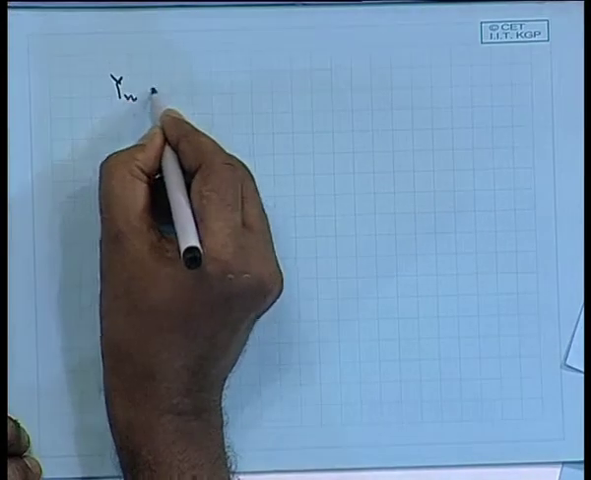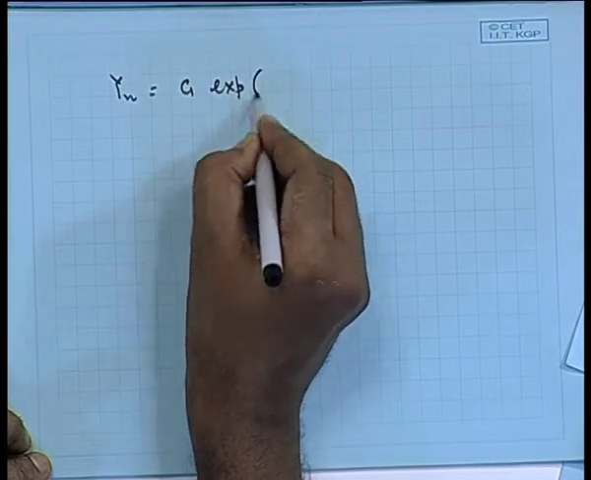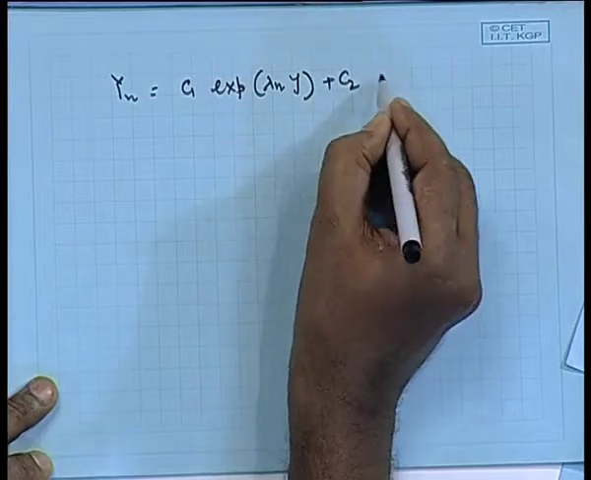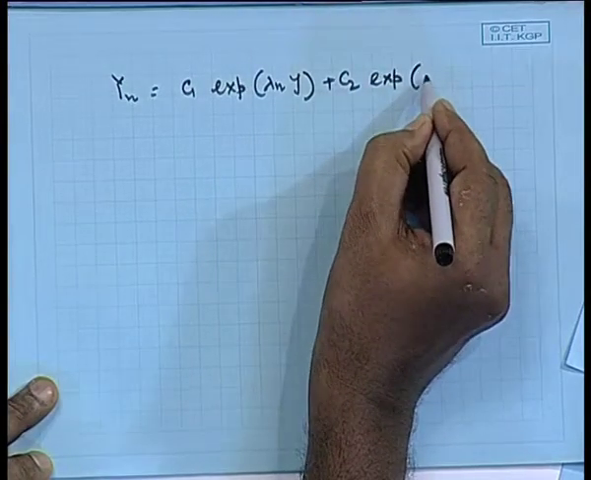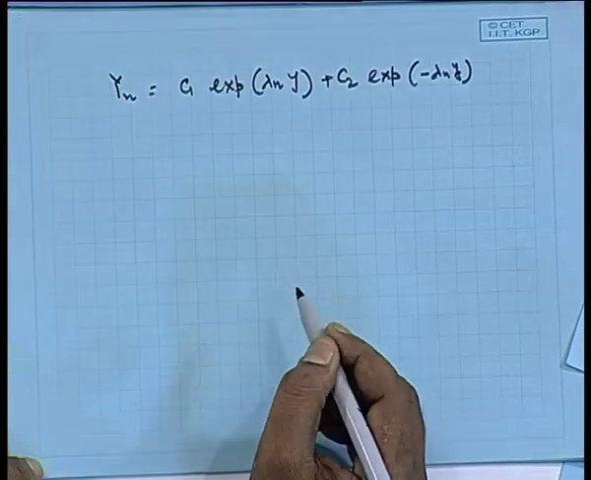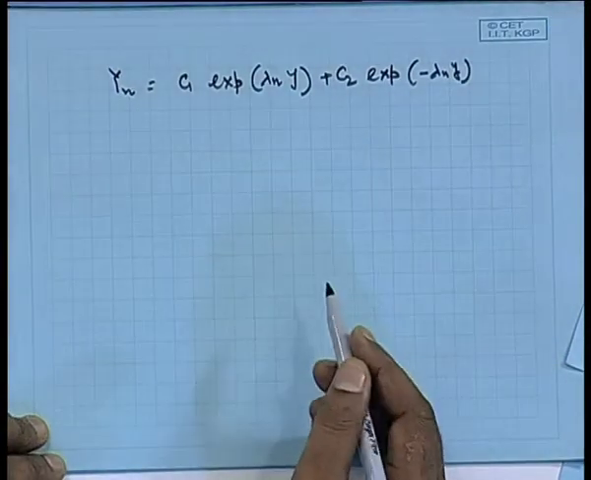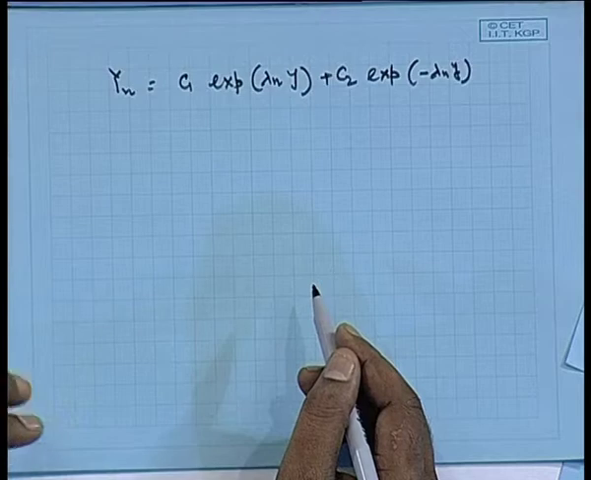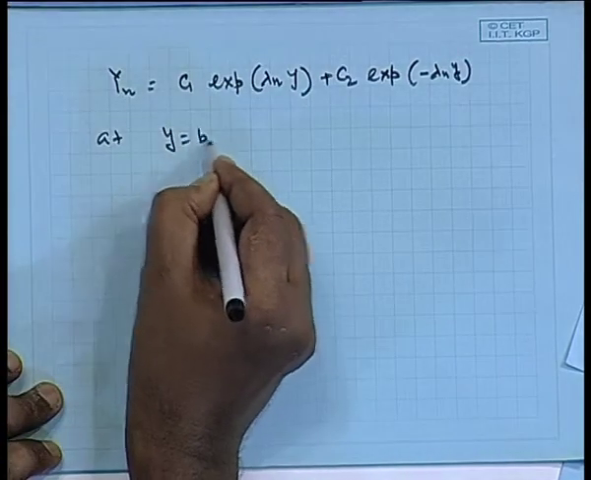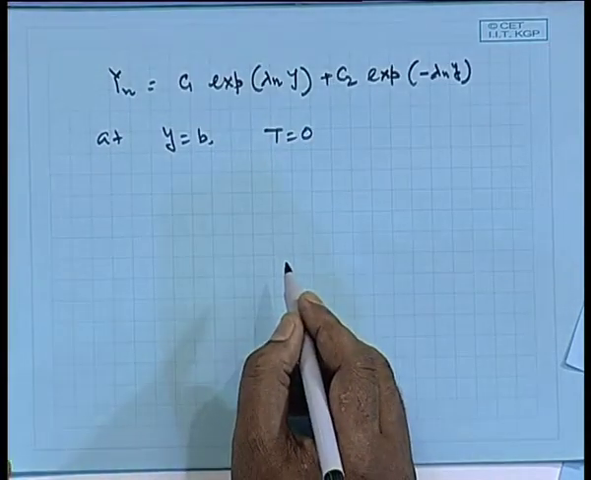The solution will be C1 exponential lambda n y plus C2 exponential minus lambda n y. Now, this C1 and C2 will be evaluated from the boundary conditions on the y-containing part that it will be satisfying. At y equal to b, our T was equal to 0, that was one of the original boundary conditions on y, right.